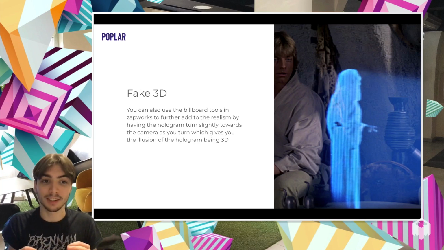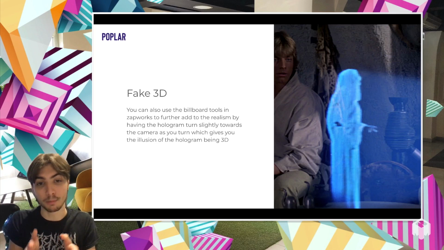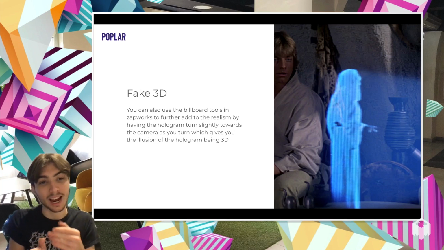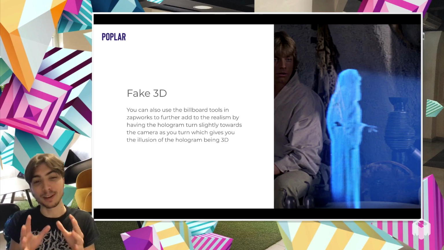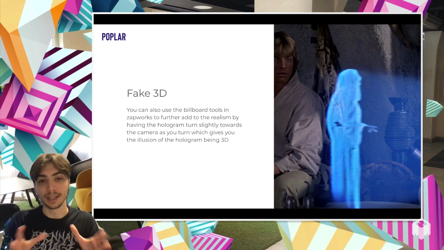So another further consideration you can take is using the billboarding tools in ZapWorks, which basically allow you to point a group at the camera and just add a slight turn towards the camera as you move around, and it adds a really great fake 3D effect. It gives the hologram a really good overall illusion of being 3D.